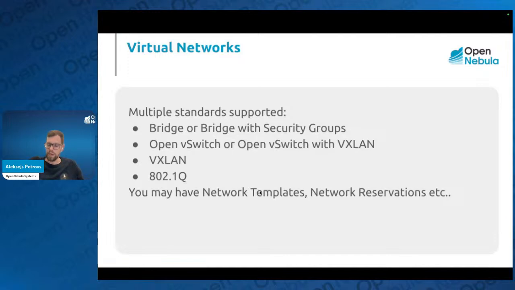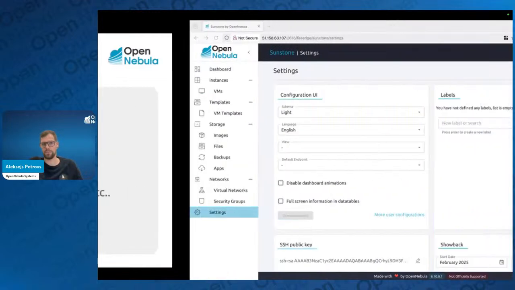Now, when you are going to use security groups, please keep in mind that bridge with security groups is the dedicated type, and only it supports security groups, VXLAN or .1Q. Open vSwitch with VXLAN support, and bridge at the moment are not supporting that security group functionality. So again, it is something that we need to be generally aware of.